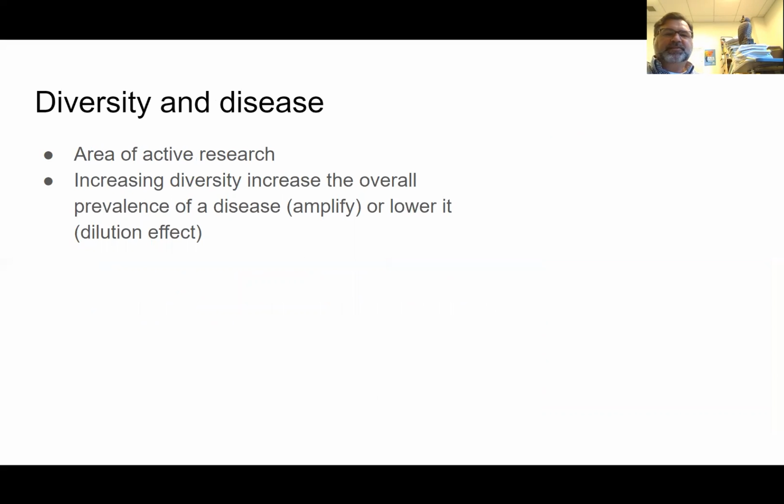All right, diversity and disease. So this is community diversity. It's an area of active research, and it's a hot topic right now. There are two ways to look at diversity, and models suggest that it could go either way. If you look at the relationship between the prevalence of a disease and the biological diversity where it's found, some models suggest that by increasing diversity, you amplify a disease, and other models have it diminished, called the dilution effect.